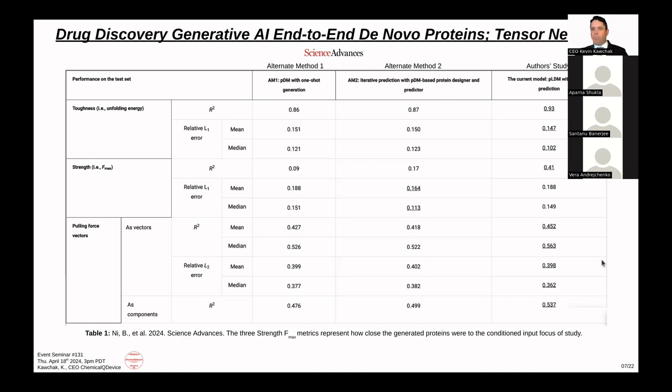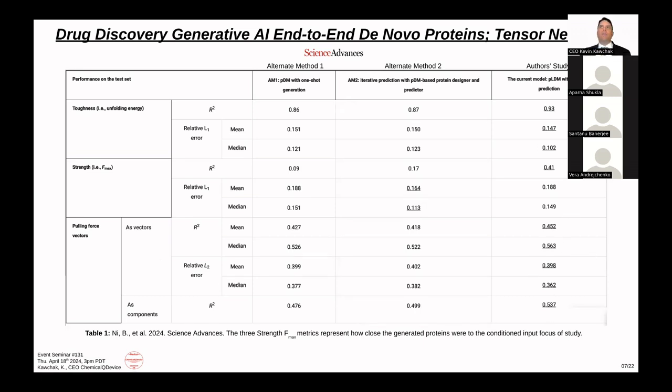And like I said, the notebook is long, phenomenal, whatever you want to call it. But if you look at these results, they just tended to be a lot better than alternative method 1, which is AM1, in toughness, which is the first 3 rows, in strength, which is the next couple. They lost a little bit on 2 of the strengths. And then pulling force vectors, I think they had all of them.